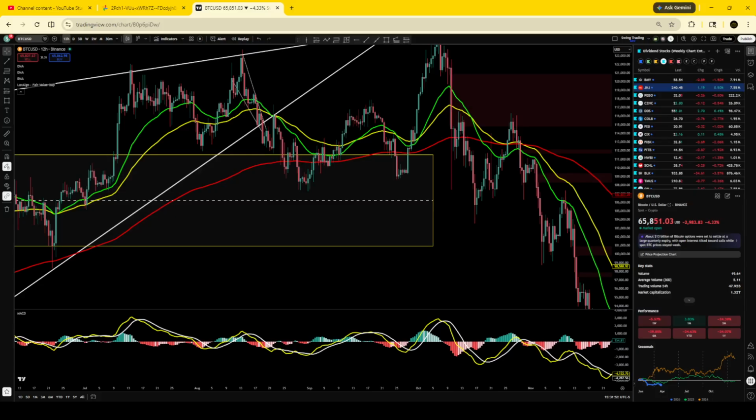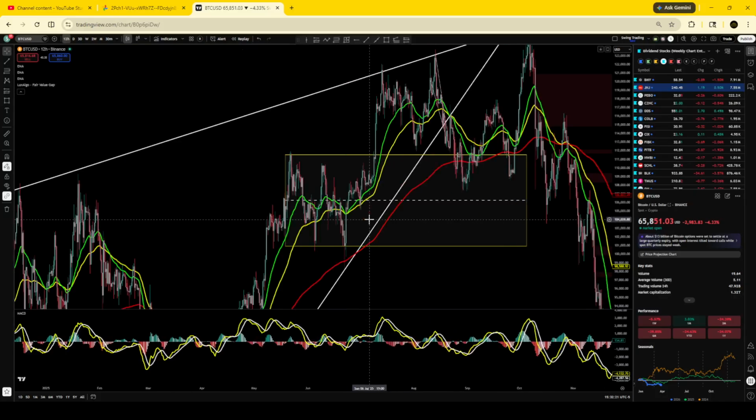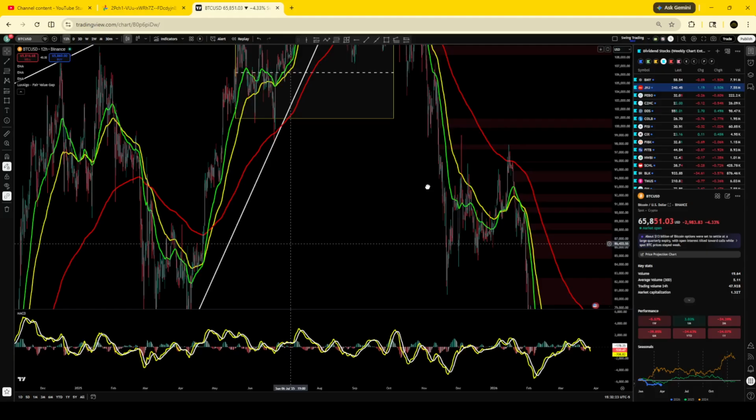So, on the next lesson, we're going to combine everything you've learned so far, because identifying structure and levels is powerful. But the real edge comes from confluence. When multiple factors align at the same area, that's when trades go from random to high probability. So I'm gonna give you a little sneak peek on that.